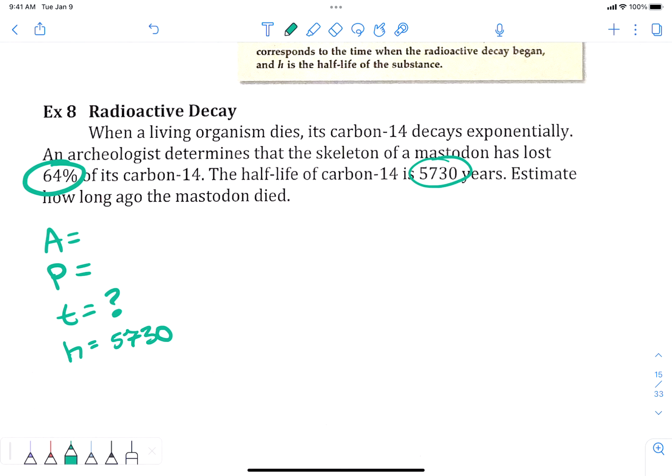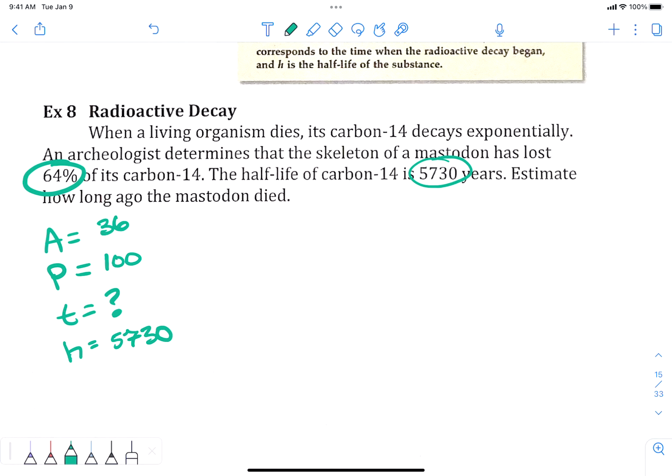A and P. This is the tricky part. They don't give us an A and they don't give us a P, but they do say 64% has gone. We can use 100 for P and 36 for A.